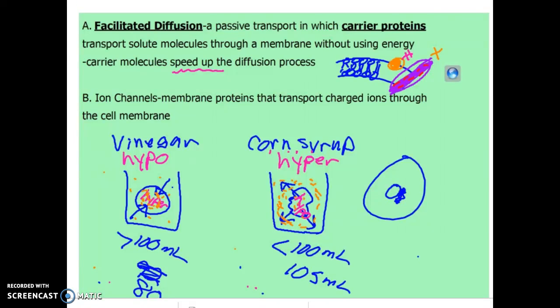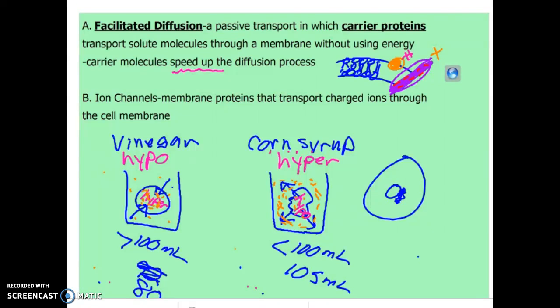We're pretty much done. We went through all the cell organelles. We talked about different types of transport. We talked about active versus passive and what the difference is. And I want to talk a little bit really quickly.